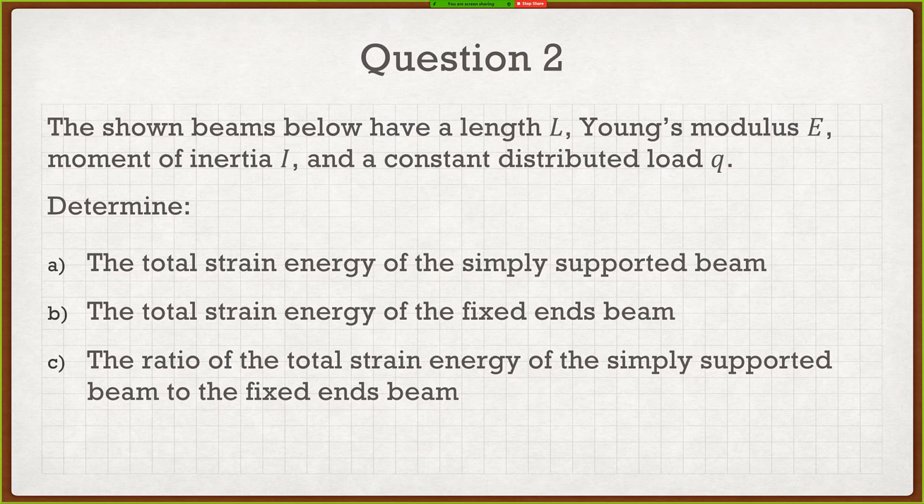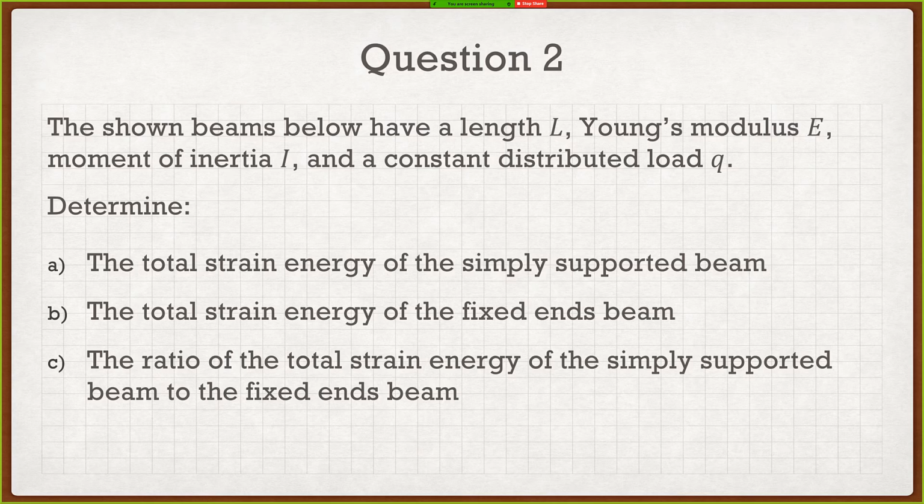Question number 2 says the shown beams below have a length L, Young's modulus E, moment of inertia I, and are subjected to a constant distributed load Q. I didn't have the pictures of the beams, but the two beams are exactly what you had in assignment 7, where one beam is simply supported, so it has pins on both ends, while the other beam down below has two fixed ends. So it's just those two boundary conditions. And the question wants us to determine three different things. The first one is the total strain energy of the simply supported beam, and part B is the total strain energy of the fixed ends beam.